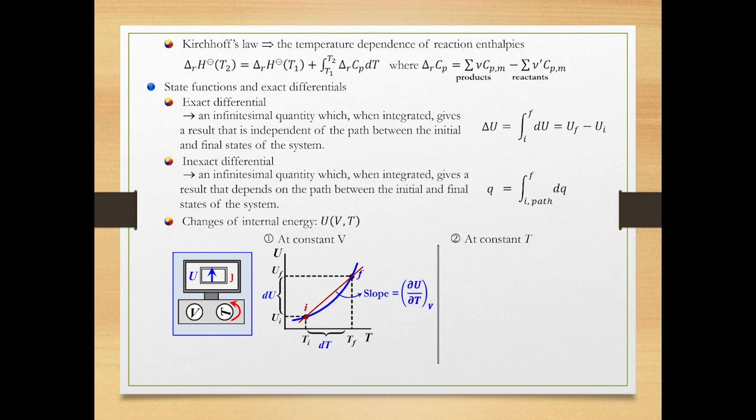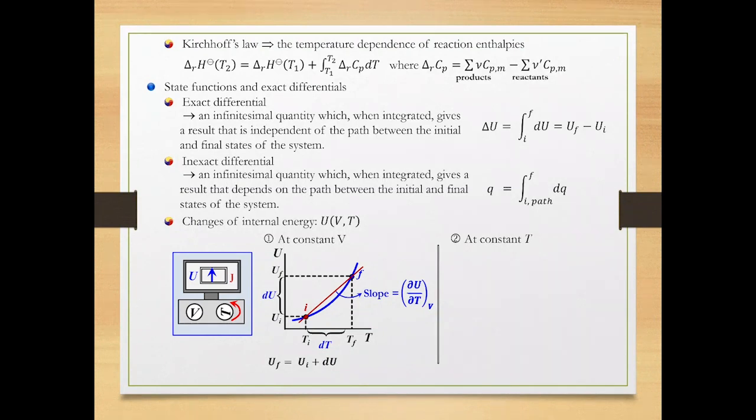Since we have two independent variables, volume and temperature, and volume is maintained constant, we should use the rounded d representing partial derivative. That is, partial derivative of internal energy with respect to temperature at constant volume. U final can be expressed as U initial plus dU.